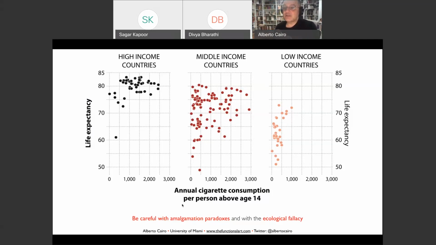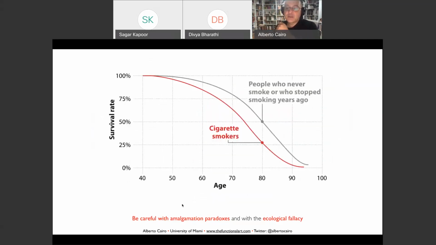We have tons of evidence to show that when we take a look at survival rate charts, for instance, this one, right? We see in this case that the sample used to create this chart, when people were at 40 years old, everybody was alive, 100%, but then people start dying, right? When we get to 80, right, take a look at that, there's a huge difference, right? At 80 years old, 50% of the people who don't smoke or who stopped smoking many years ago are still alive, but only 26% of smokers are alive at 80, right?